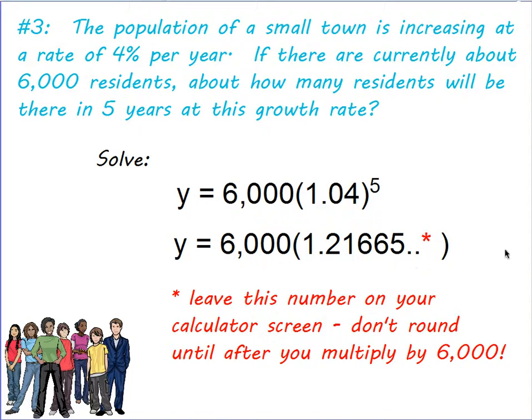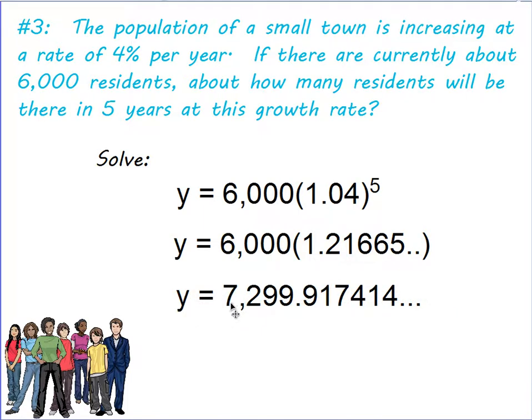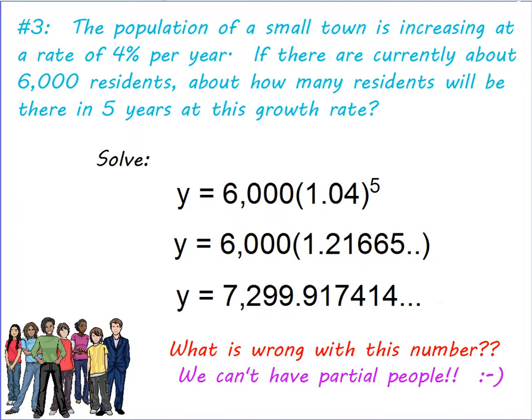So leave that number on your calculator screen when you do the calculation, then multiply it by 6,000, and you should get 7,299.917 with a big long decimal afterward. What's wrong with this answer? What happens when we go and explain our situation this time? Can I have a population of 7,299.917,414? Absolutely not. I can't have partial people.